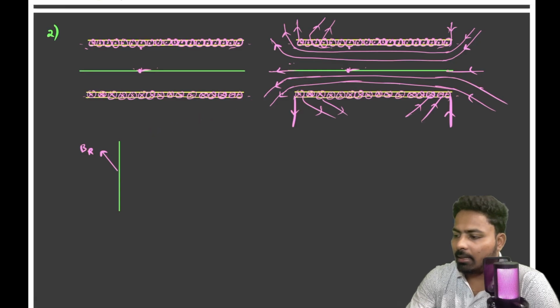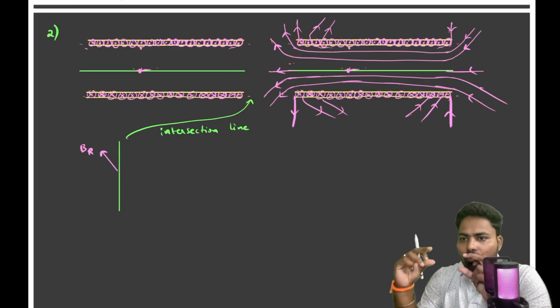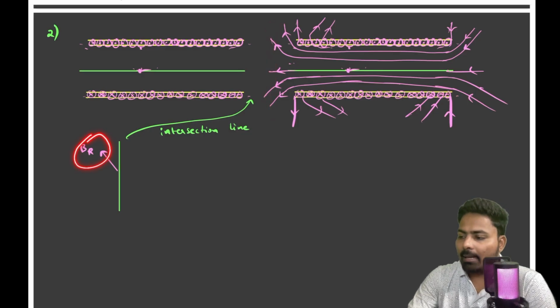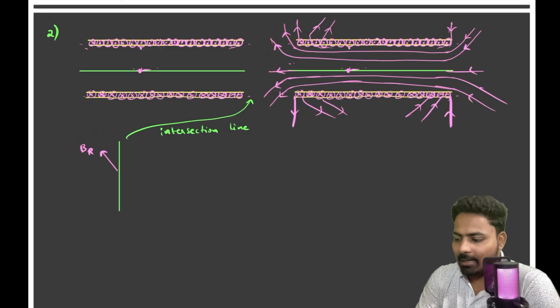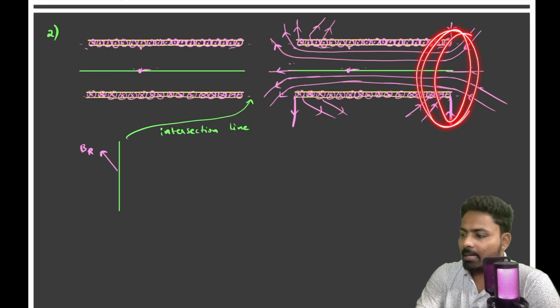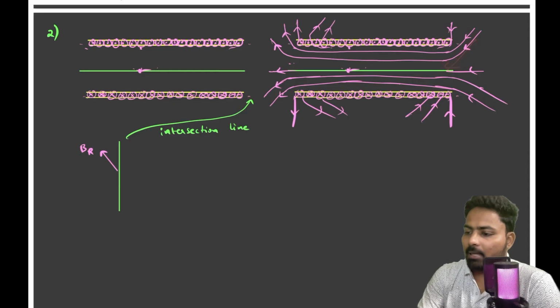this is the line of intersection when we join these two solenoids. This is the magnetic field due to the right side solenoid, and how will the magnetic field due to the left side solenoid be? As I said, whatever happens on the right side, the same thing will happen over here, right? So the field line will be something like this.